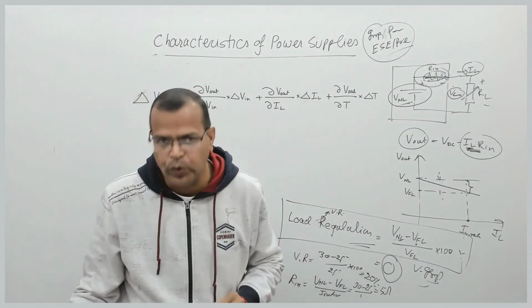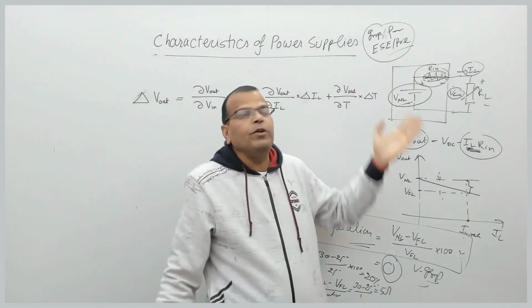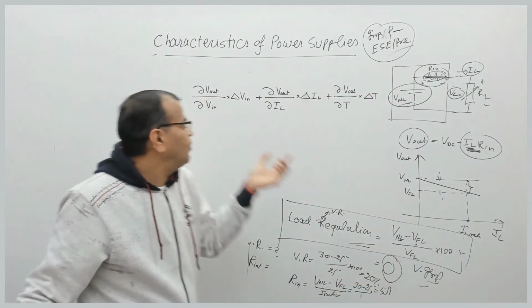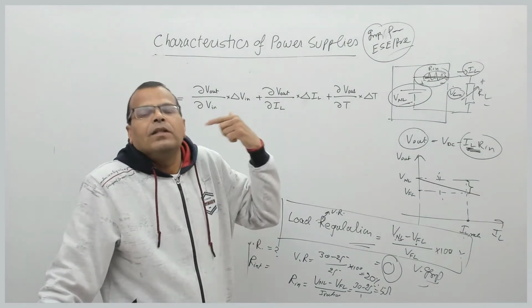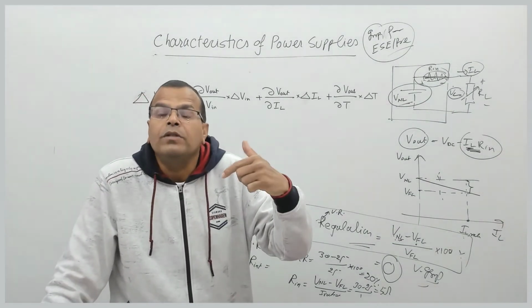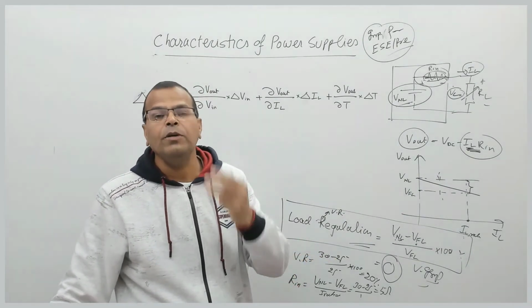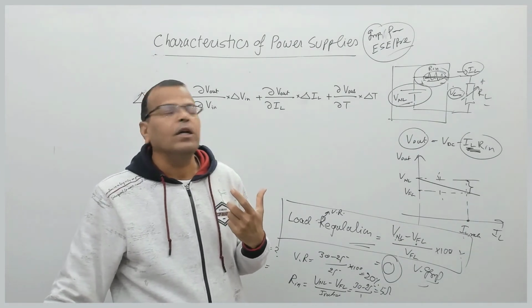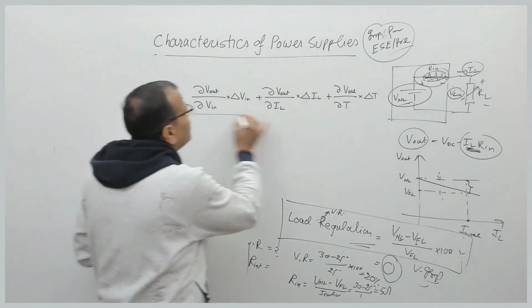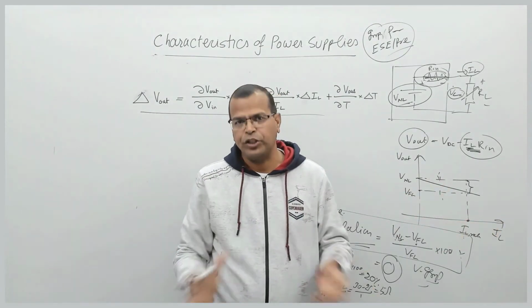Second, we have already seen the output voltage is a function of input voltage, so it varies with input voltage. And third, the output voltage varies with change in load impedance or load current. So there are 3 factors on which your output voltage is dependent. So this is nothing but the Taylor series expansion of output voltage variations, right?